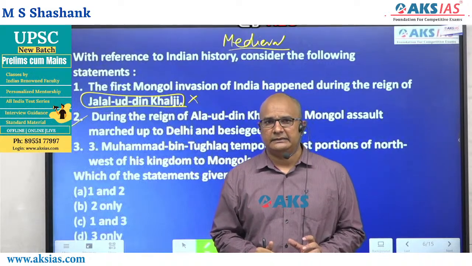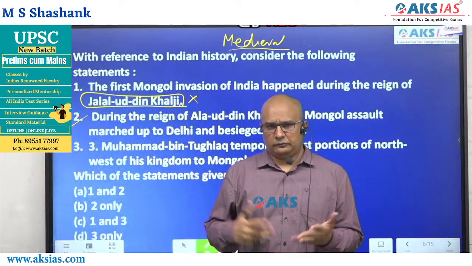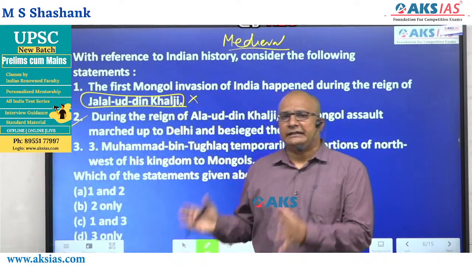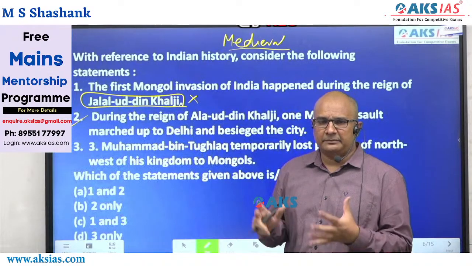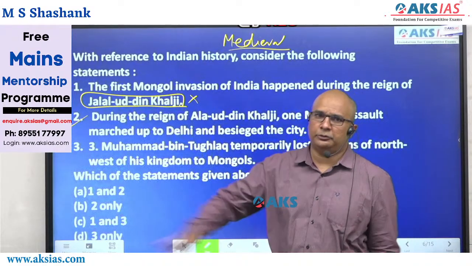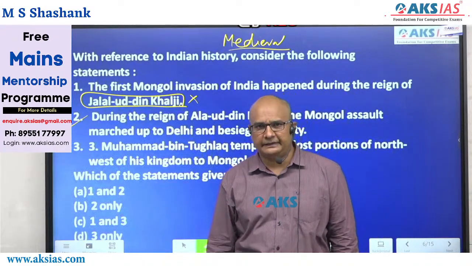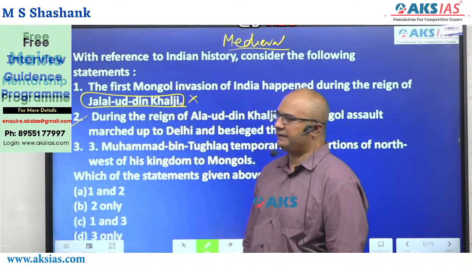for a while. But Alauddin Khilji was a strong king, so what he did, he already had a small fort called Siri Fort constructed there, and from there he led the defense and was able to flush out the Mongols again. So that makes statement 2 as right.